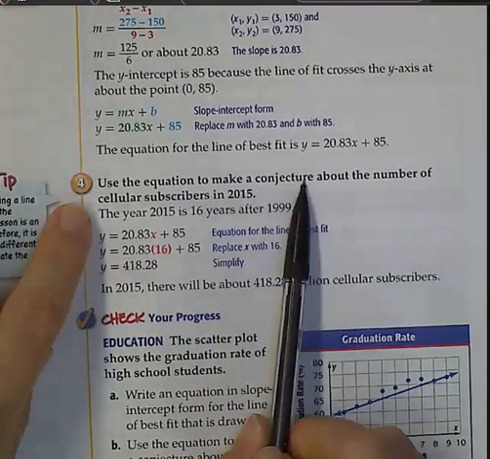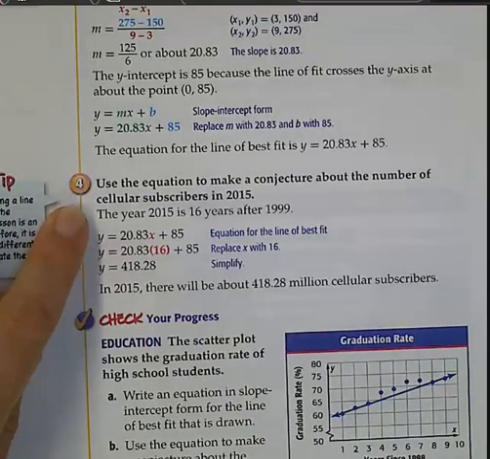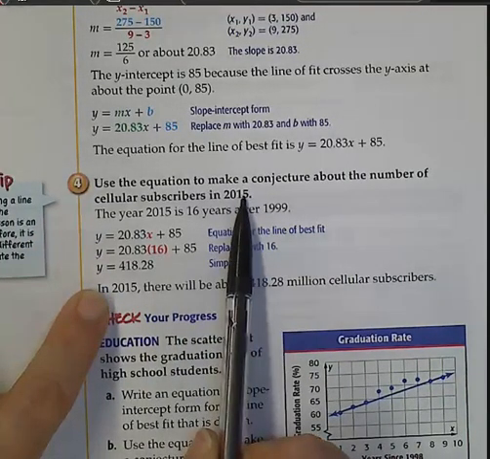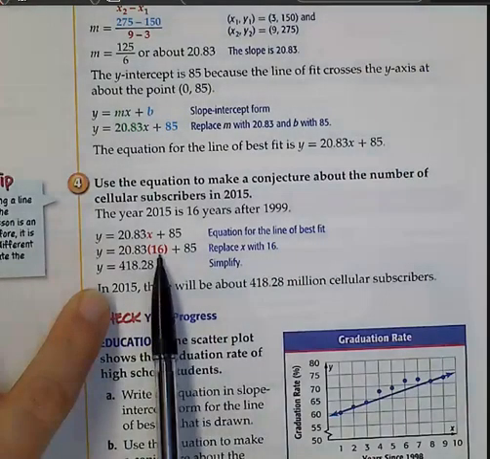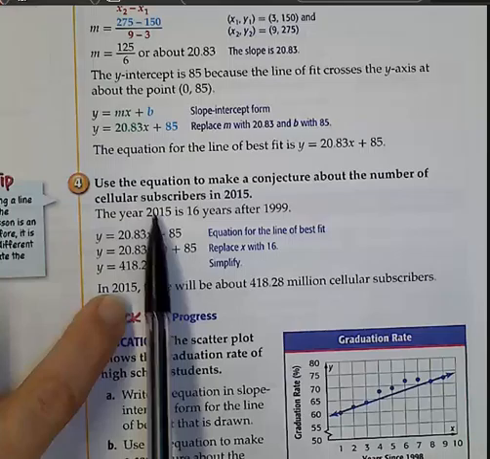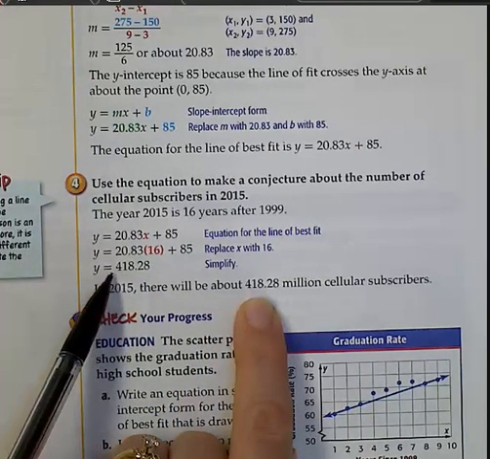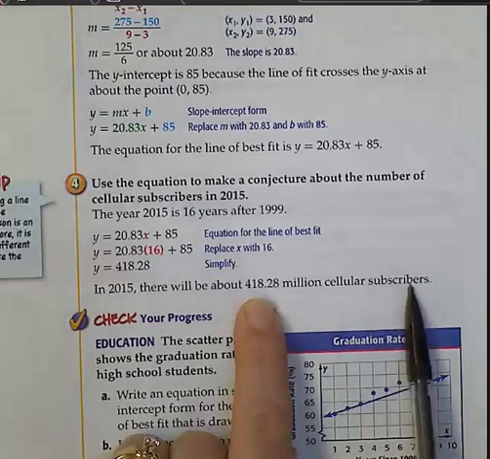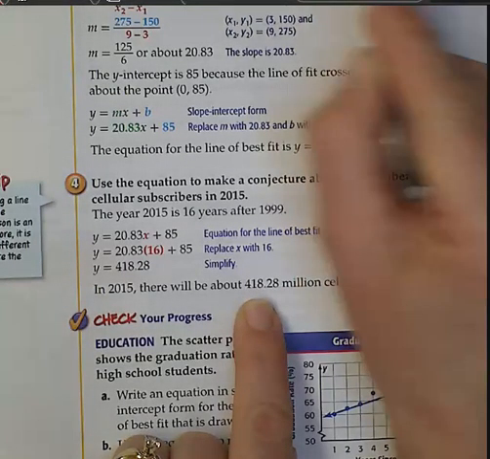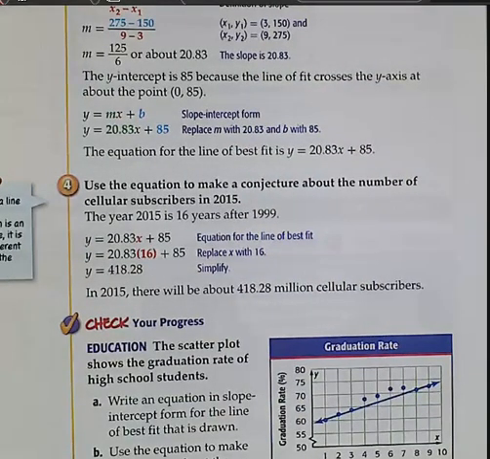Make a conjecture about the number of cellular subscribers in 2015. There it is again. And so you plug in a number. Okay? Year since 1999, there's actually 16 of them. Be a careful reader. You plug in 2015 using keywords from the sentence. There'll be about 418.28 million cellular subscribers. They use the years, they use the label, they use the word cellular to mean cell phone. So they've used all the labels again.